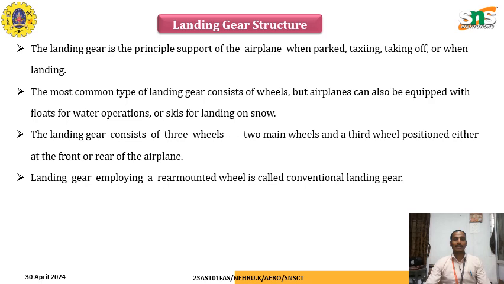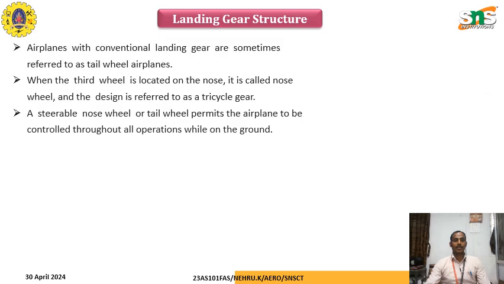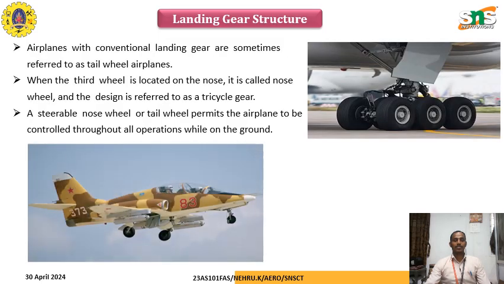The most common type of landing gear consists of wheels, but airplanes are also equipped with floats for water, optionally if required, or skidding devices for snow or ice regions. The landing gear consists of three wheels: two main wheels and a third wheel positioned either at the front or rear of the airplane. The landing gear employing a three-mounted wheel is called conventional landing gear. An airplane with conventional landing gear is sometimes referred to as a tail wheel airplane. When the third wheel is located on the nose, it is called a nose wheel, and the design is referred to as tricycle gear.